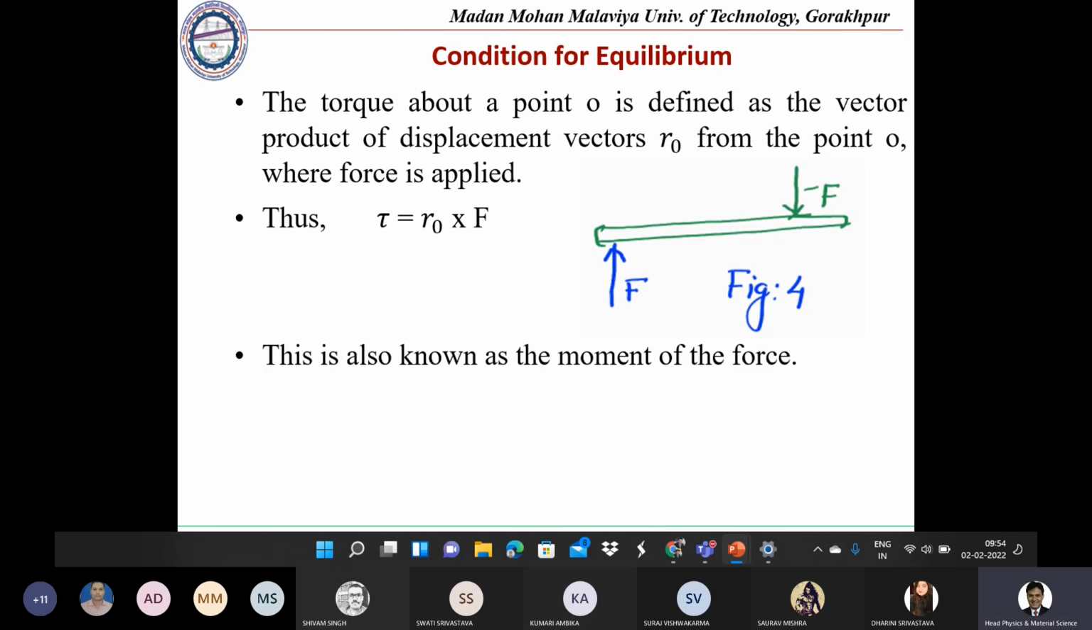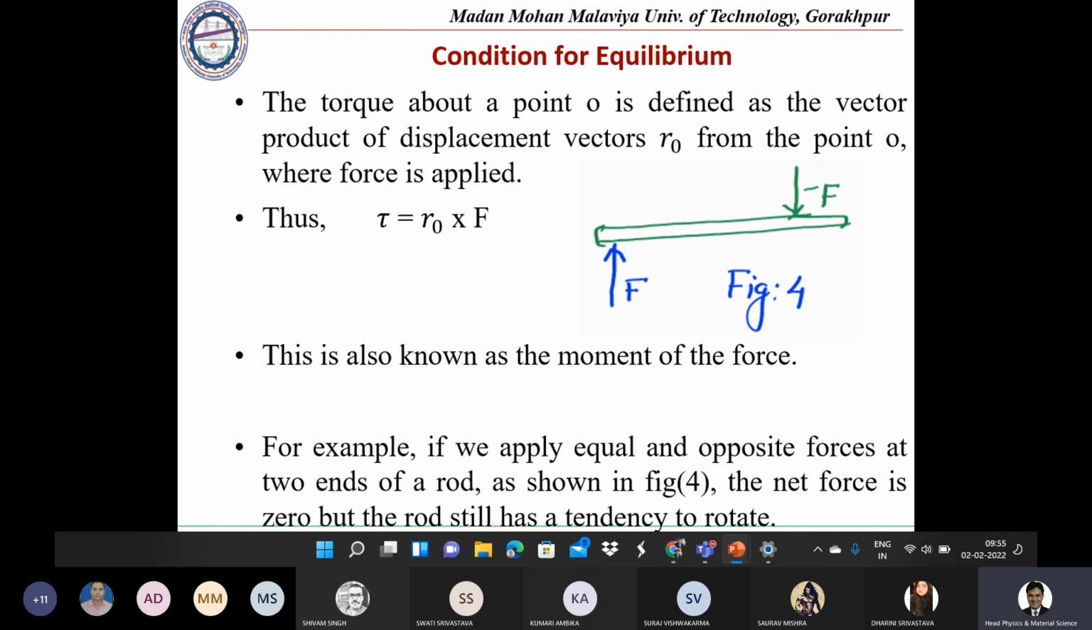So this is known as the moment of the force, that is the torque, the distance multiplied by the pair of the forces which has been applied on a particular rod or the extended object. For example, if we apply the equal and opposite force at two ends of the rod as shown in figure 4, the net force is 0, but the rod still has a tendency to rotate.